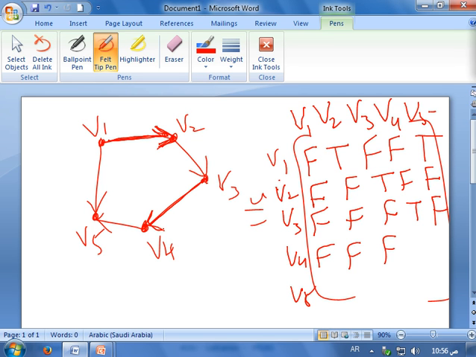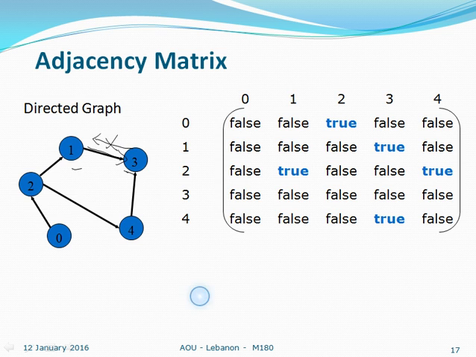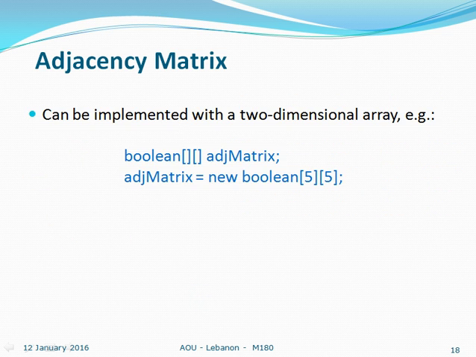Then V4 to V4 it is false, V4 to V5 it is true. Then V5 to V1 false, because this edge is from V1 to V5, not from V5 to V1. Then V2 false, these are all false. So this is an adjacency matrix for this directed graph. So this is how you can represent this.